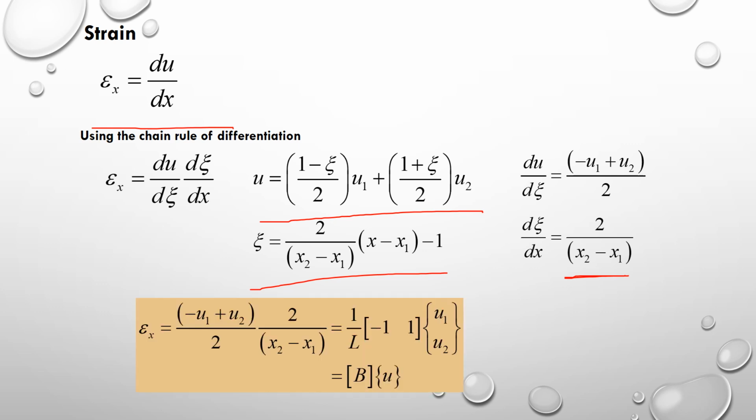So strain is equal to, substituting the values of ∂u/∂ζ and ∂ζ/∂x, we get this equation. Finally, strain is equal to 1/L [−1 1] {u1, u2}. This is the final equation: strain is equal to B matrix into U. Here B is the strain-displacement matrix. It is important for finding the stiffness matrix and stresses of this particular element.